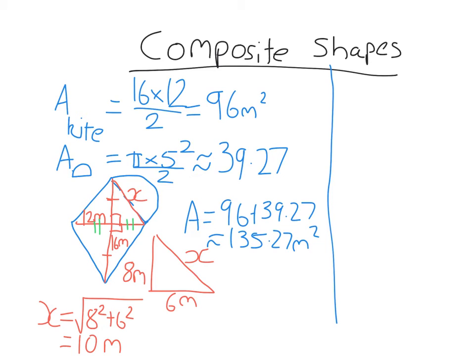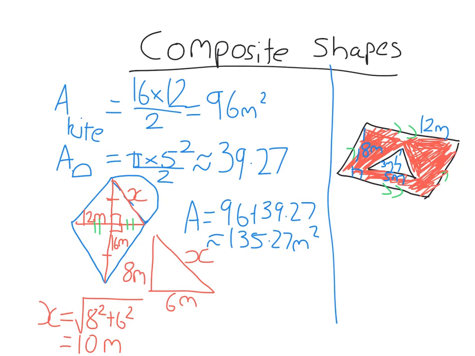Let's now look at one where you have one shape cut out of another. For the second shape, we're going to find the area that is shaded red. What we have is a parallelogram with a triangle cut out of it. So it's a very similar process. We're going to find the area of the parallelogram and find the area of the triangle, but this time we're going to subtract because the triangle hasn't been added to the parallelogram, it's been taken away. So we're finding the area shaded in red.